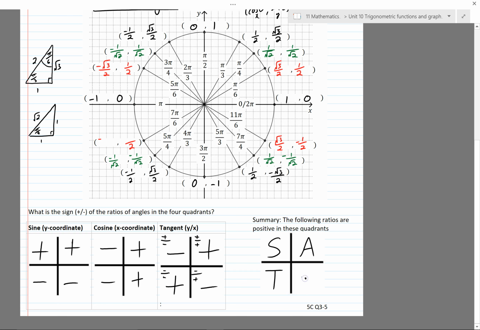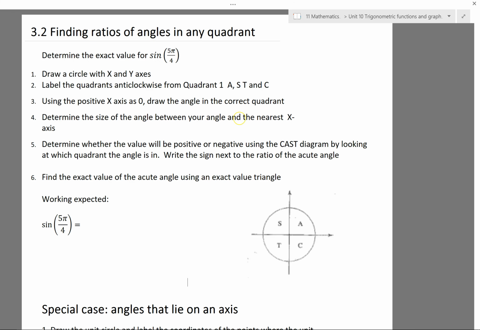And in this quadrant, only cosine is positive. Okay, that's where we get the CAST diagram from, and you'll use that in finding these ratios. So we'll use that idea to try and find the exact value of sine 5 pi on 4. And we can follow these steps.